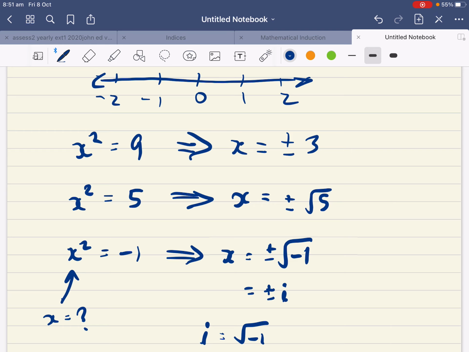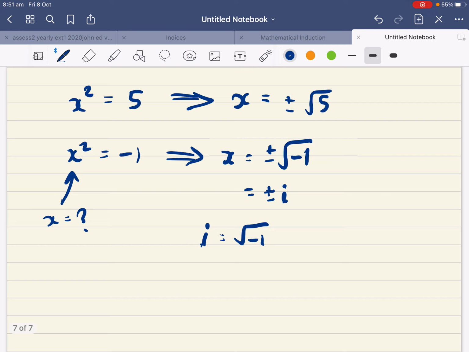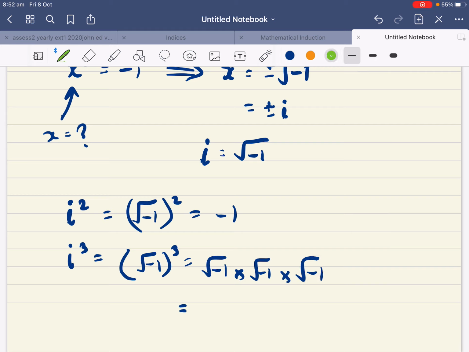So in this particular case, this is the start of complex numbers. i is this brand new number, which is the square root of minus 1. What's interesting about it is if you're working out what i squared is, of course, that's the square root of minus 1 squared, which is going to end up giving you minus 1. If we were working out what i cubed is, it would be the square root of minus 1 times the square root of minus 1 times the square root of minus 1. These two would end up just becoming a minus 1.